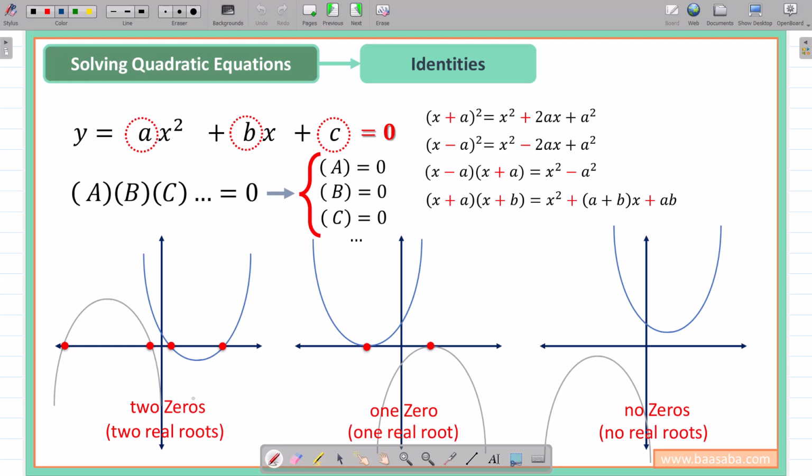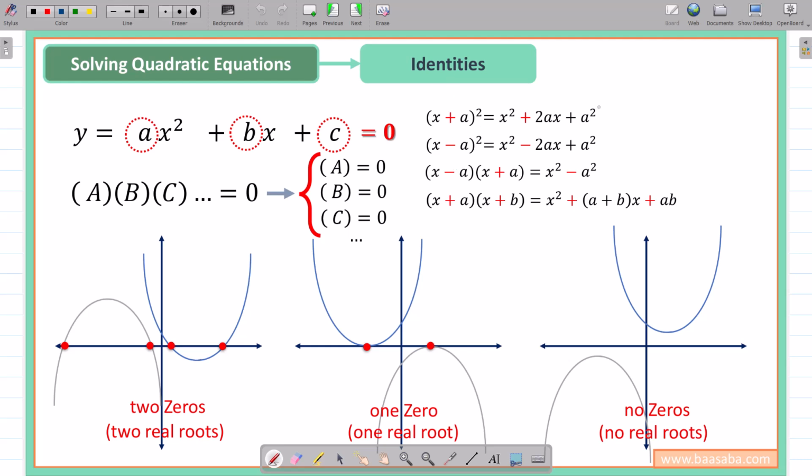As we mentioned before when we were talking about quadratic functions, we said that a quadratic equation can have two real roots, one real root, or no real roots. When we are solving a quadratic equation, we want to find its roots. Sometimes for finding a quadratic equation's roots, we need to use identities.